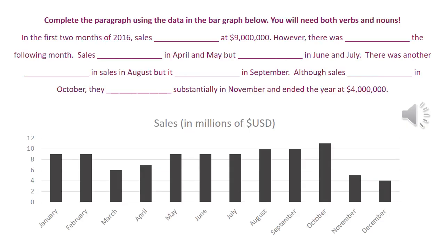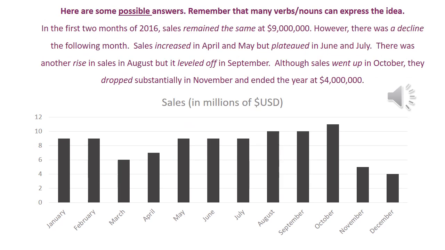Complete the paragraph using the data in the bar graph below. You will need both verbs and nouns. Here are some possible answers. Remember that many verbs and nouns can express the idea. In the first 2 months of 2016, sales remained the same at $9 million. However, there was a decline the following month.